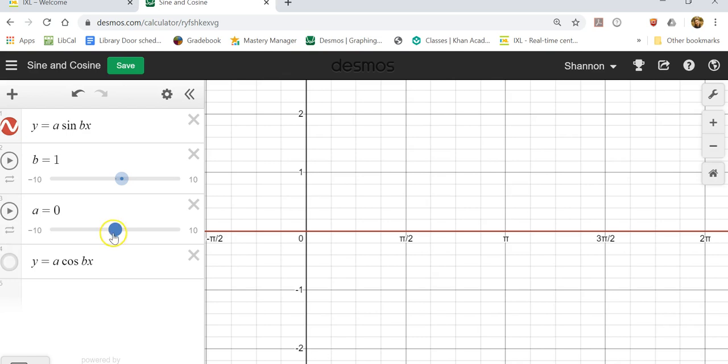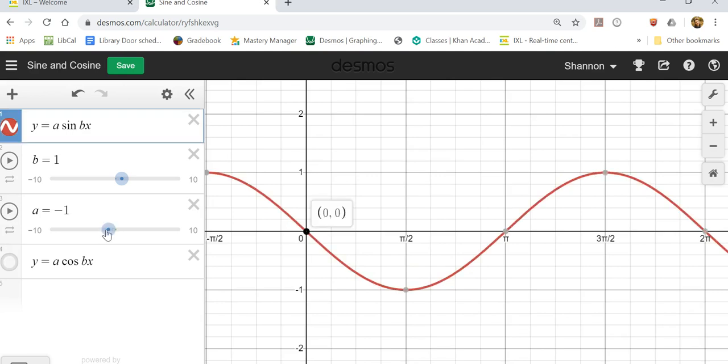So then let's go negative, a is -1. So what happens? I'm still at 0, 0, but instead of +1, I'm going to -1, and then I'm going to 0, and then I'm going to +1, and then I'm going to 0. So what happens is, for the sine function, when I decide to flip the negative, instead of going up first, I'm actually going down first.